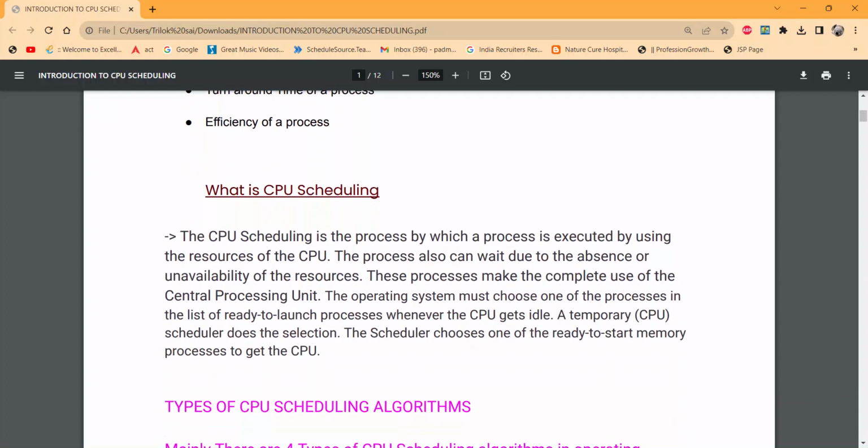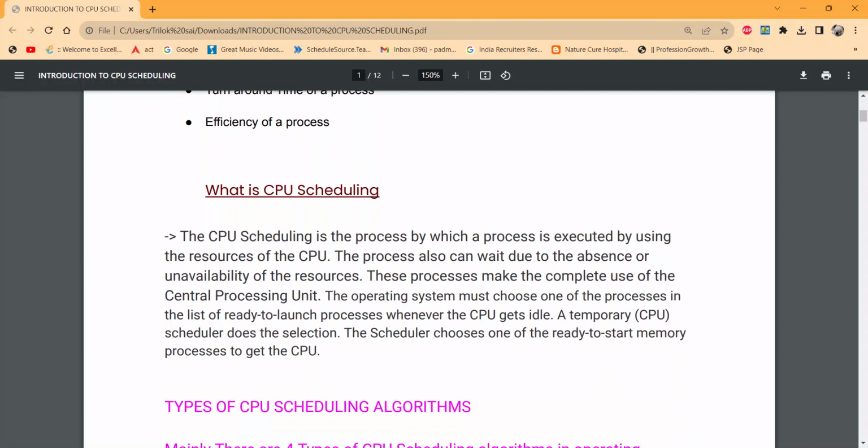What is CPU scheduling? The CPU scheduling is the process by which a process is executed by using the resources of the CPU, which means that, as I have told you in my previous video of process state transition diagram, for a particular process to go from the starting state to the termination state, it should get the time to engage with the CPU. So what does this process do when it gets the CPU to do work with it? Mainly with the help of the resources that are available with the CPU, the process satisfies its work and goes into the termination state.